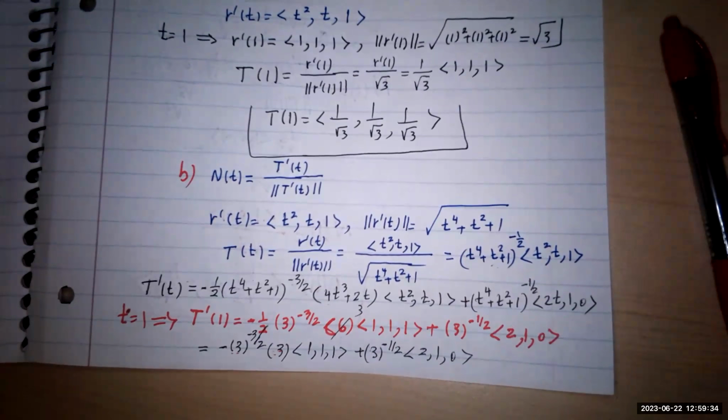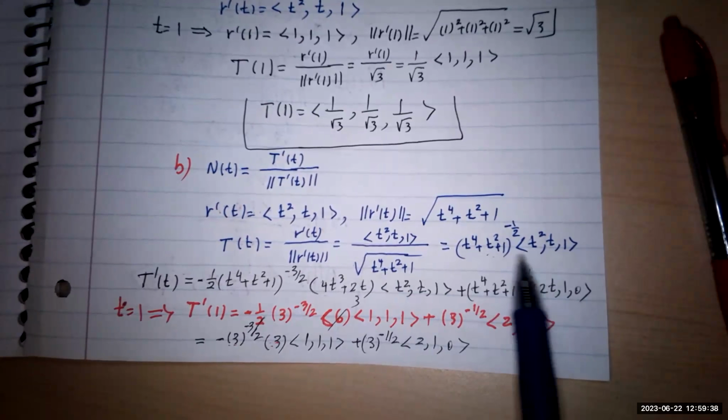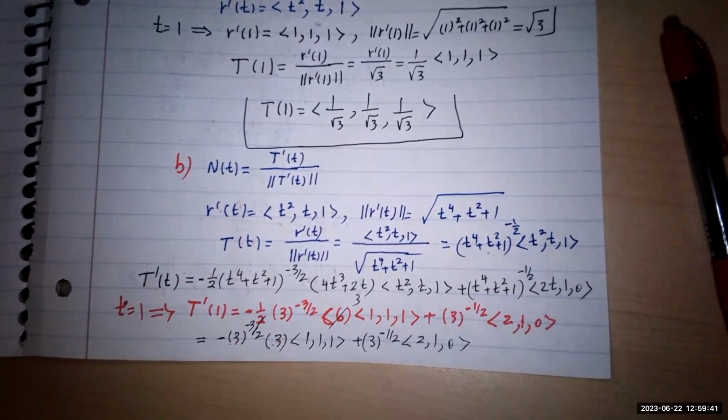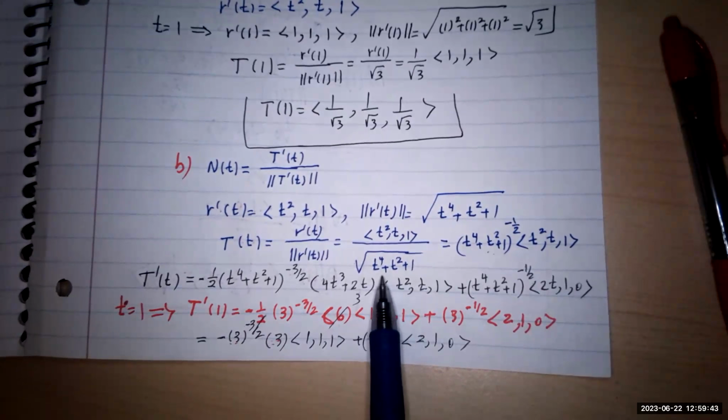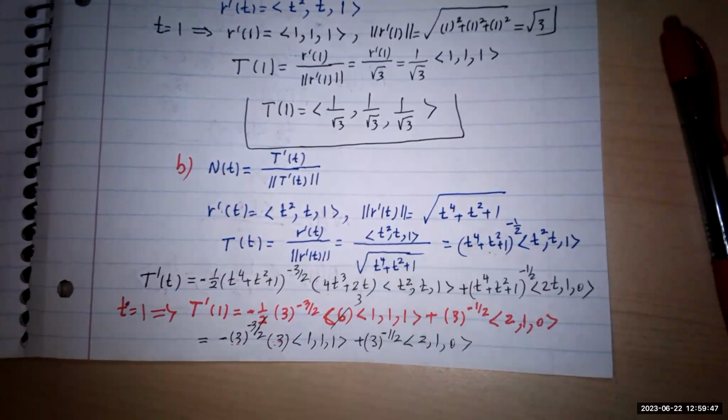You see, I didn't use the quotient rule. I moved this one up here and changed it to the product. That's much easier. You can stay with this one, but good luck, because you have to use the quotient rule for each of those components.